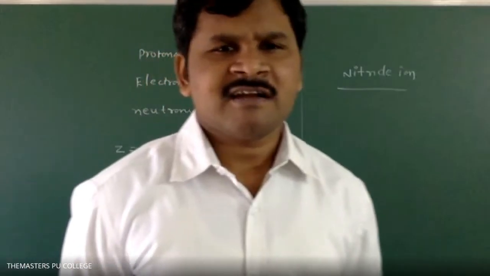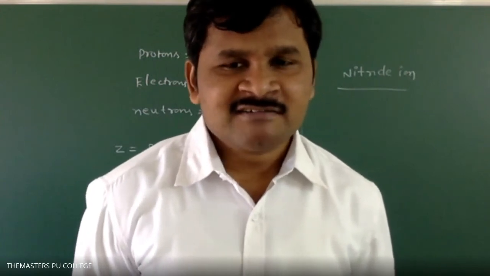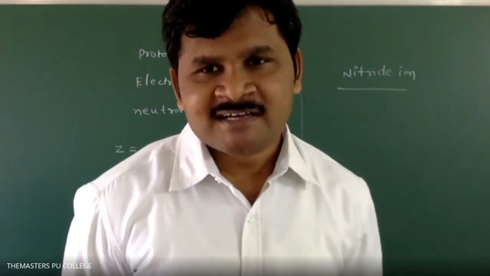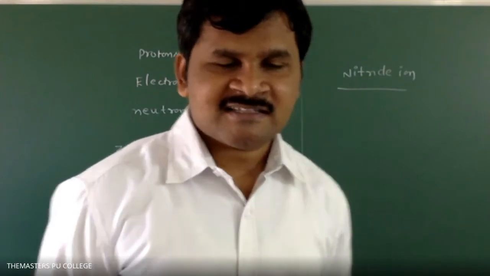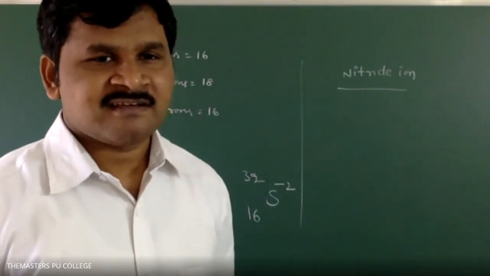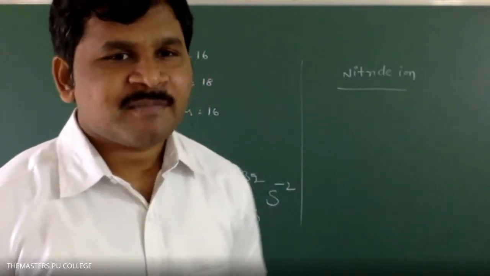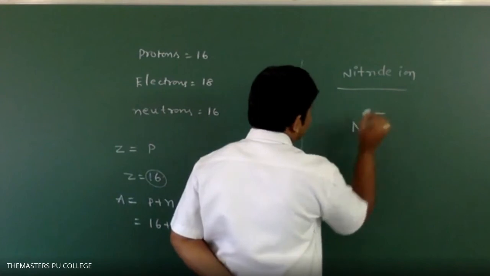Very good. Nitrogen is 7. Nitrogen's nearest inert gas is neon. Neon atomic number is 10. So nitrogen gains how many electrons? 3 electrons. So that's why N minus 3, or N3 minus. Nitride ion means N3 minus.